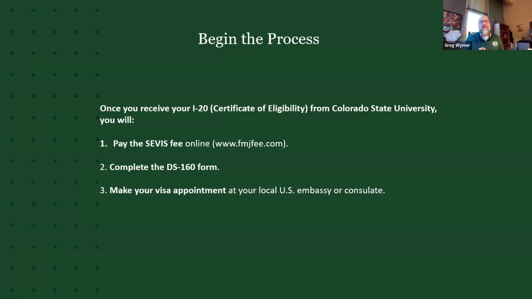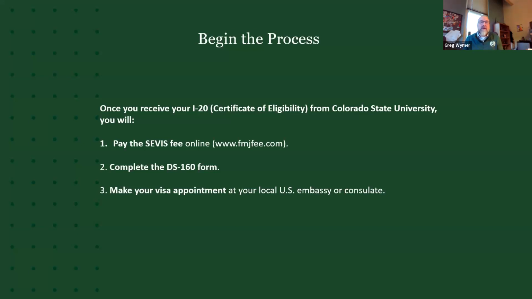As far as paying the SEVIS fee, it is charged by the U.S. government. A lot of students think, why is Colorado State making me pay this additional fee? We do not make you pay that. The U.S. government does. Anyone who has an I-20 or a DS-2019 actually has to pay a charge, and that is $350 for new F1 students. I believe it's $200 or $220 for J1 visas. Your SEVIS ID number is listed on your I-20, and you'll use that ID number to pay the fee.